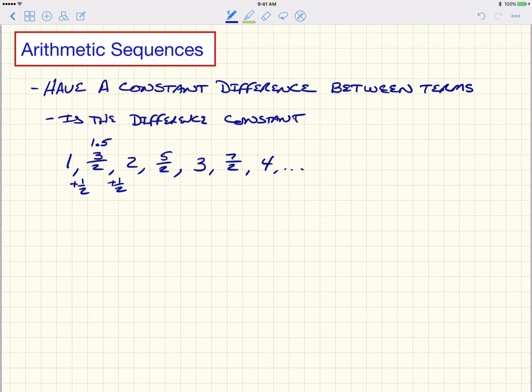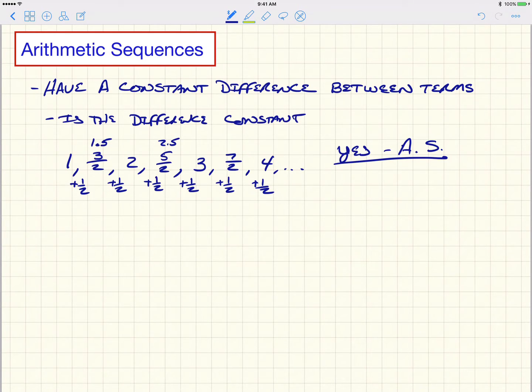From 2, well, 5 halves is 2.5, right? So we're increasing by 1/2. From 5 halves to 3, we're increasing by 1/2, and so on down the line. So this is an arithmetic sequence, because we are increasing by a constant rate of change.